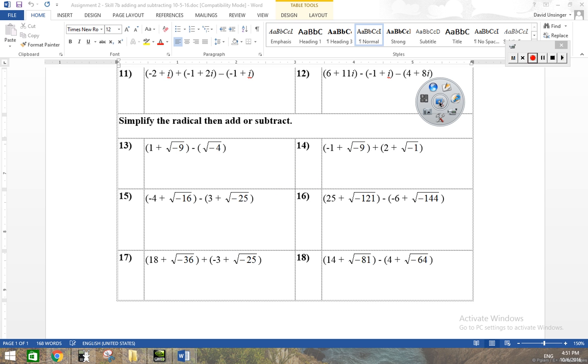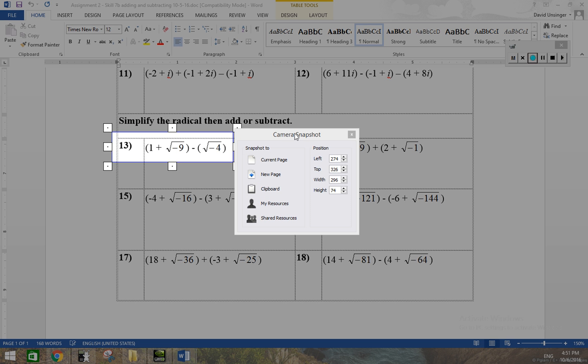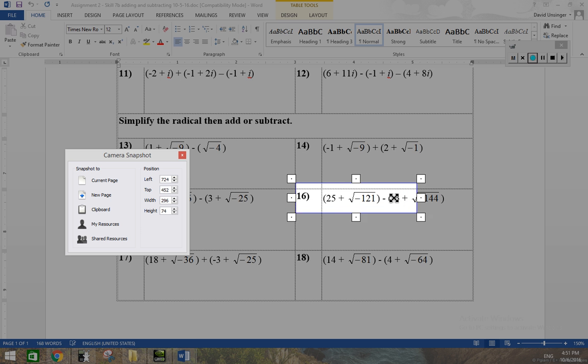So let's do some more of these, because these are a little more challenging. Let's jump over and do 16.